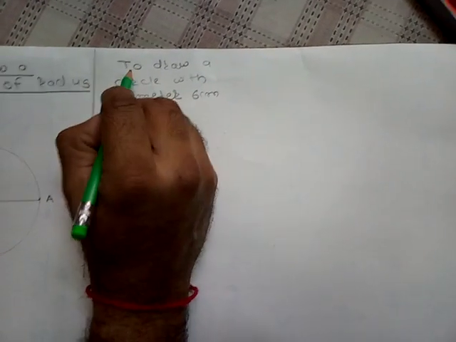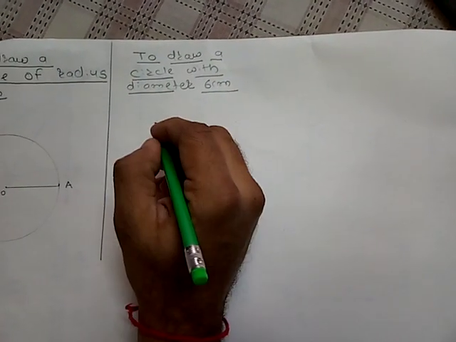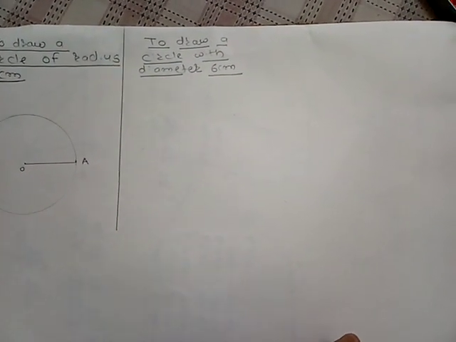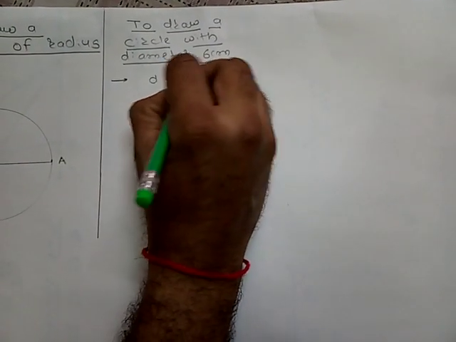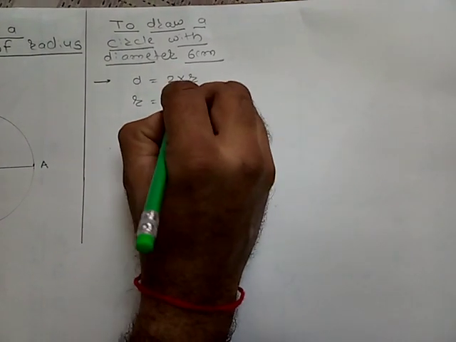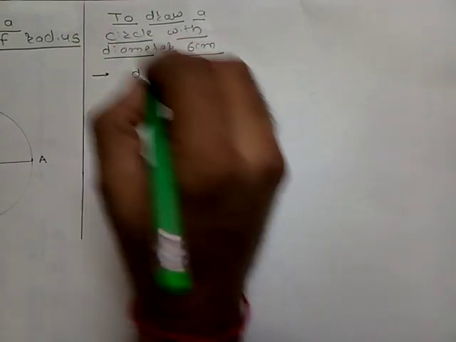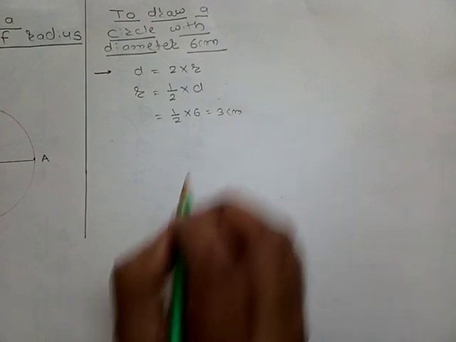The next problem is to draw a circle with a diameter of 6 centimeter. In the initial problem, the radius was given, now the diameter is given. When the diameter is given, we know that the diameter of a circle is double that of the radius, or the radius is half that of the diameter of the circle. So we will take half of 6. Half of 6 means 6 divided by 2, which is 3 centimeter. So the required radius of the circle will be 3 centimeters.